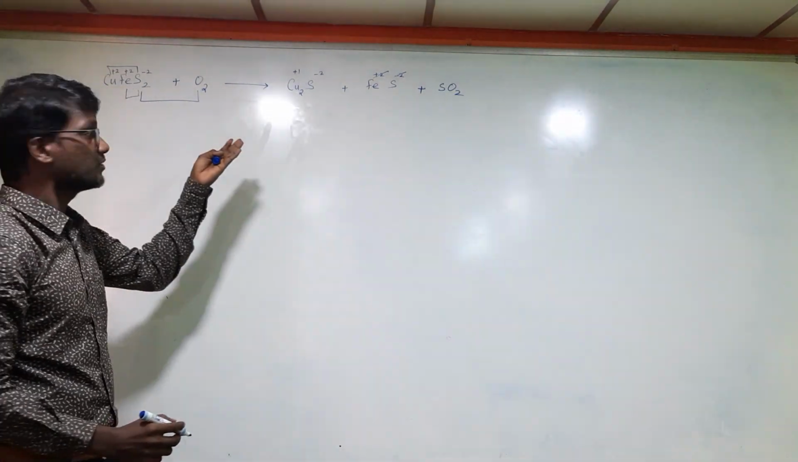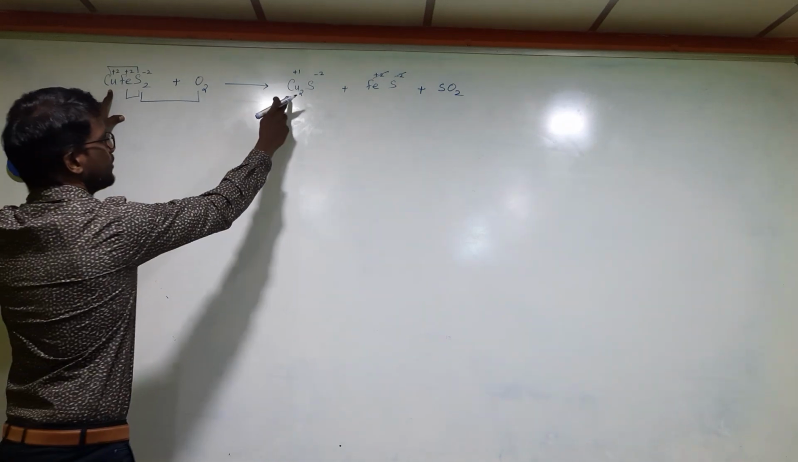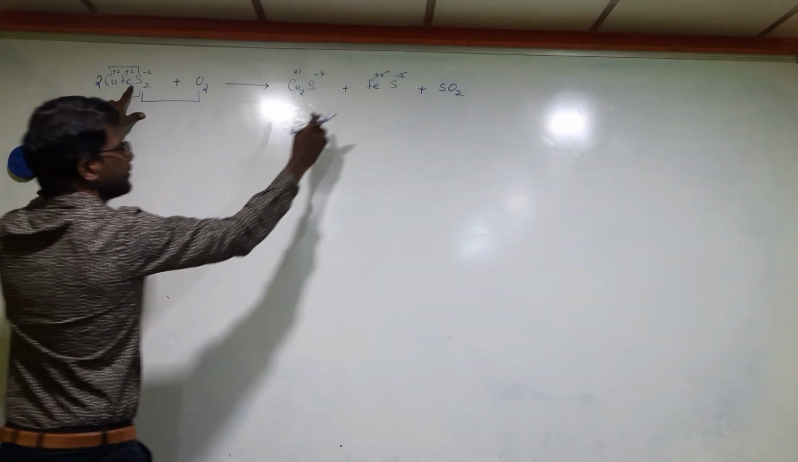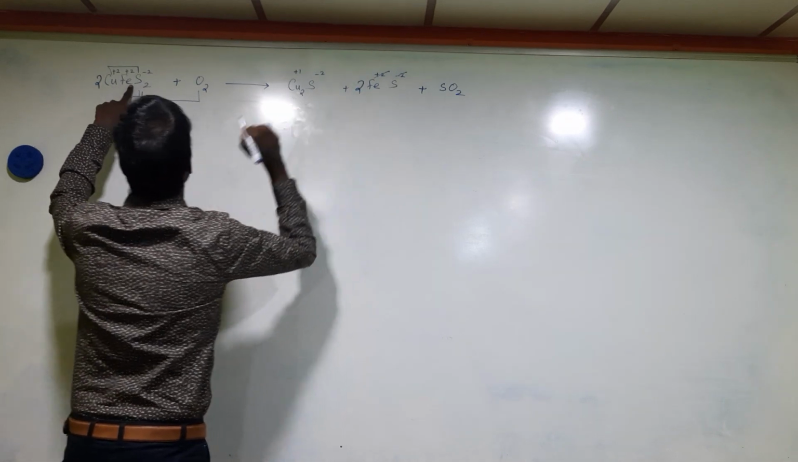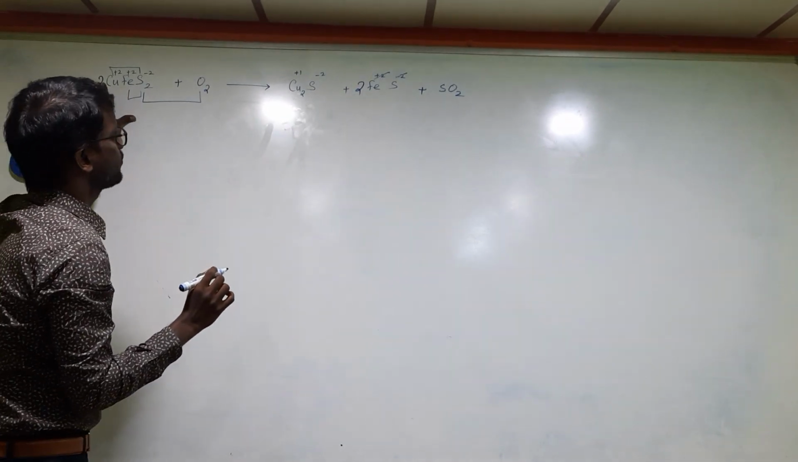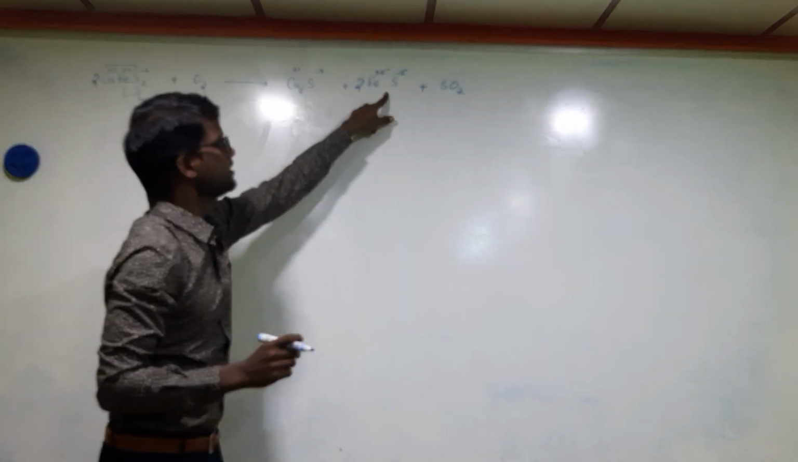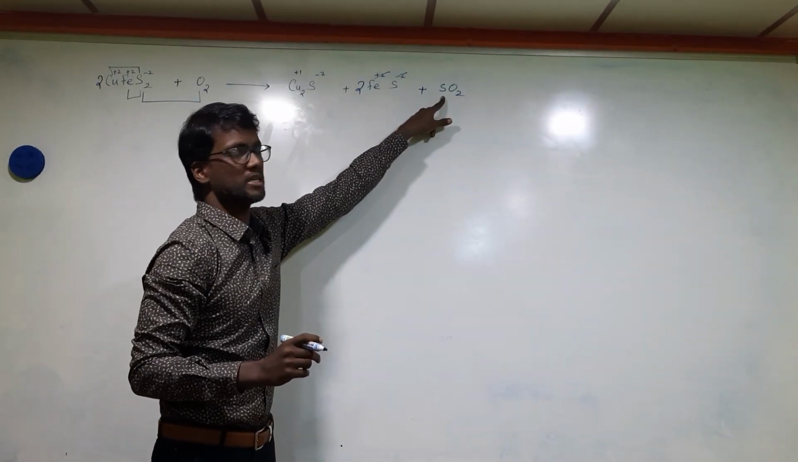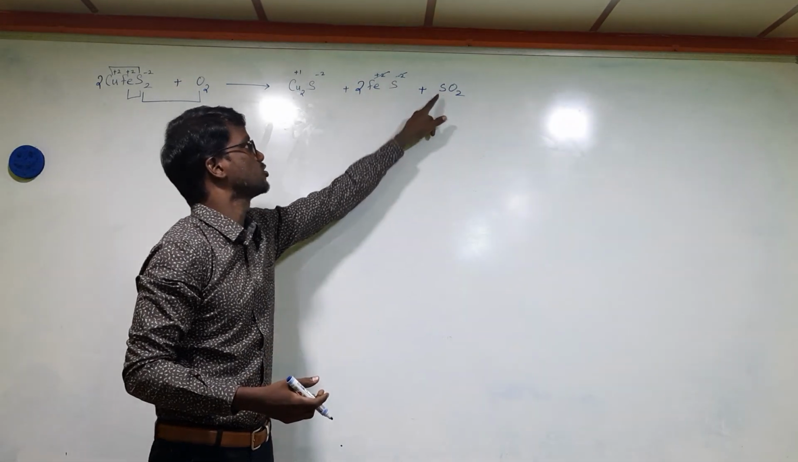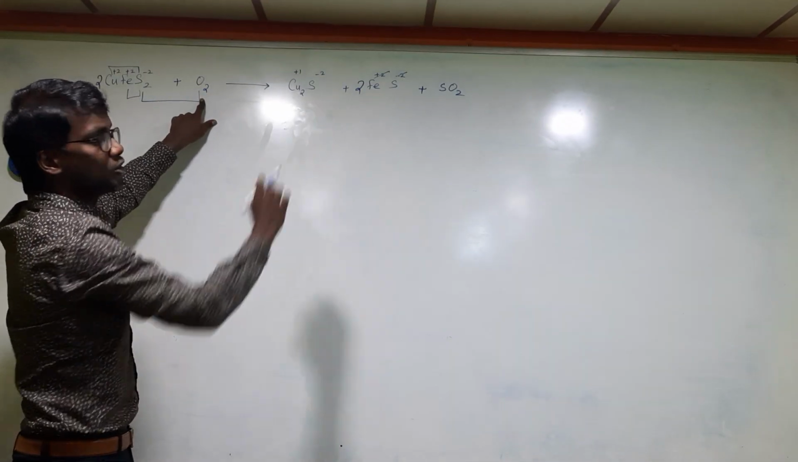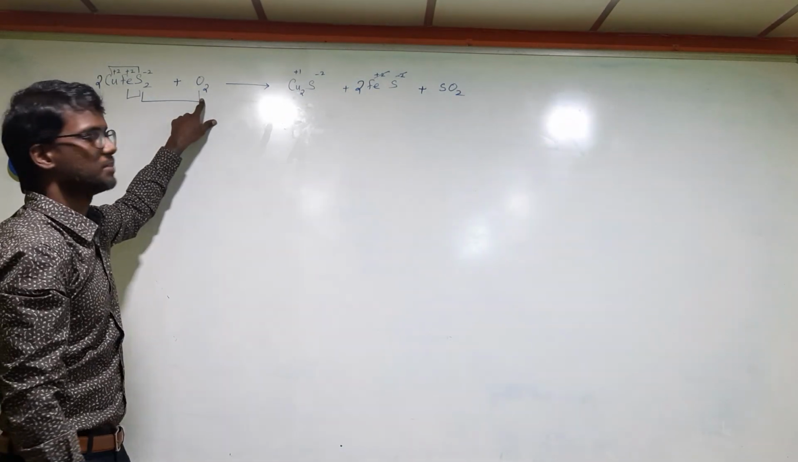Now we'll go for balancing the equation. 1 copper, here we have 2 copper, so I put 2 in the front. Next, 2 iron, here we have 1 iron, I put 2 in the front. Now copper and iron are balanced, we go for sulfur. 2 twos are 4 sulfur, 1 plus 2 plus 1 makes 4. Sulfur is also balanced. Now we'll go for oxygen. 2 oxygen, there we have 2 oxygen. Balanced. The equation is balanced.